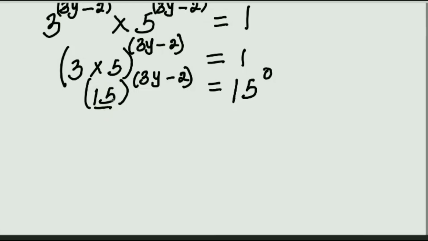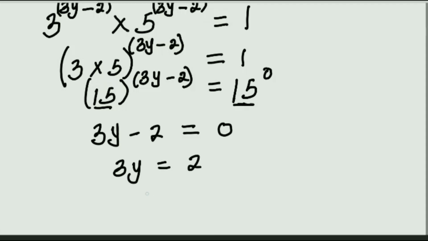So if 15 to the power of 3y minus 2 is equal to 15 to the power of 0, the bases are the same, and we said this is equal to this expression, then the powers must be the same. So 3y minus 2 equals 0. So we have 3y equals plus 2, and y equals 2 over 3.